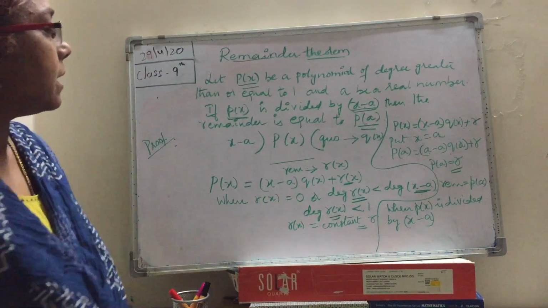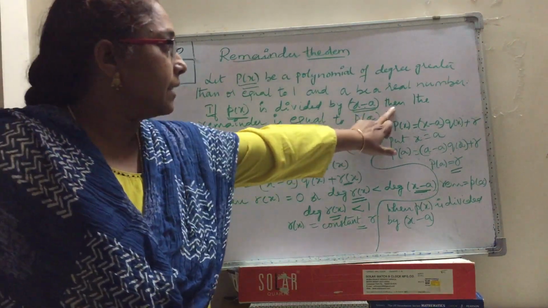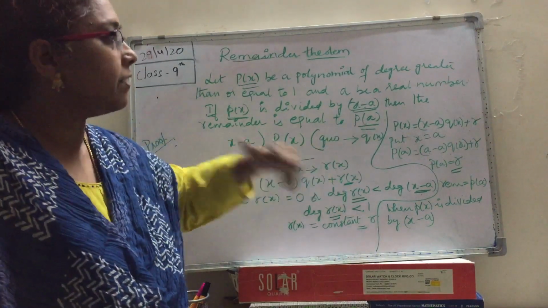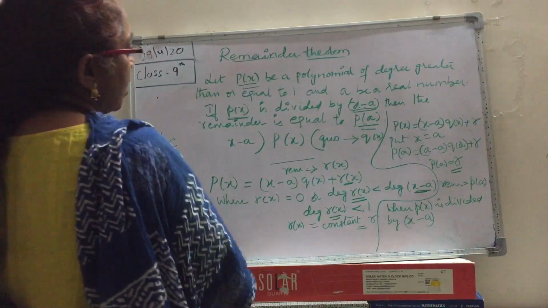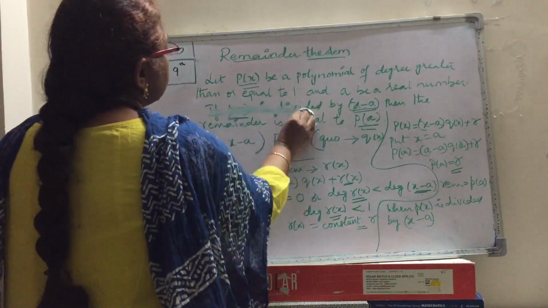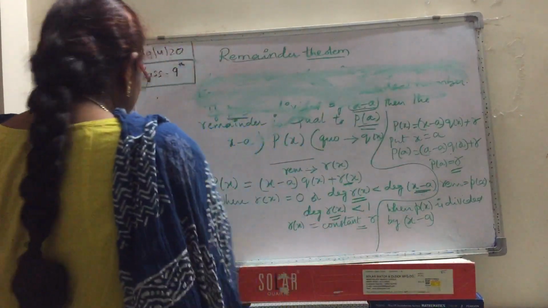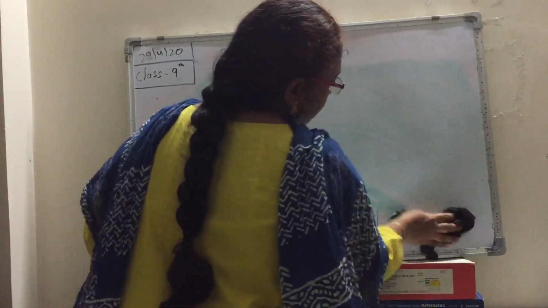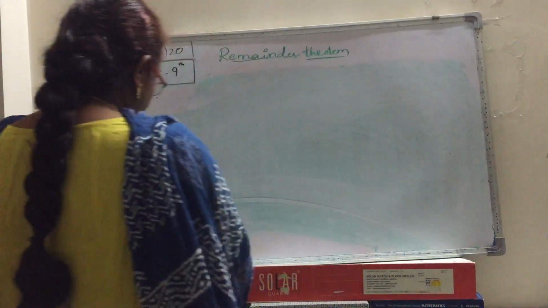So what is the remainder theorem, children? If P of x is divided by x minus a, then the remainder is equal to P of a. Now this theorem we will apply in the division of polynomials without that long division. Okay, now see, already we did one division, so we take the same example. We will check whether you will get 6 as the remainder by applying this remainder theorem.